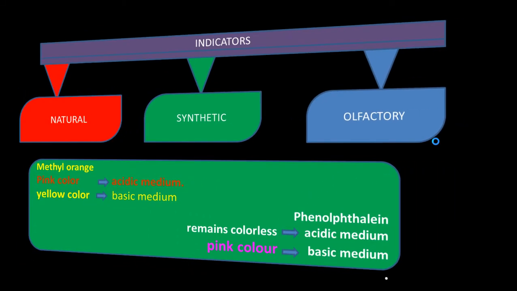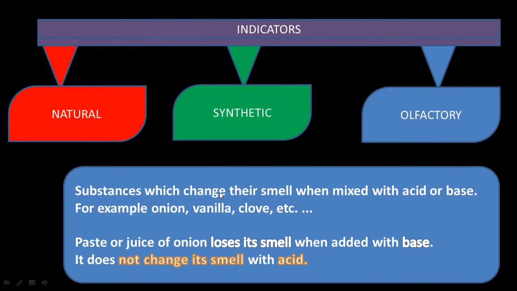Next one is olfactory indicator, that means substances which change their smell, odor, when mixed with acid or base. Onion paste or juice, vanilla juice, clove oil. These are the examples for olfactory, smell based, odor based indicators.